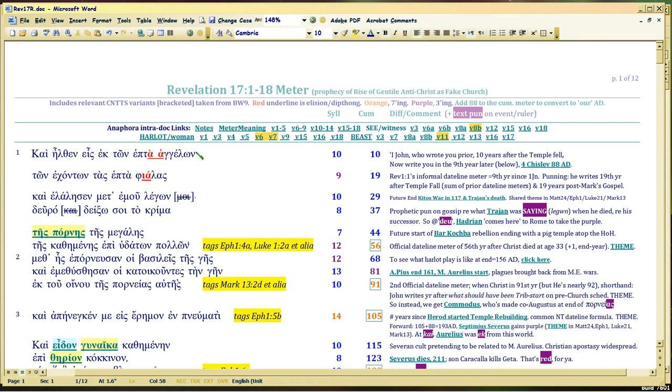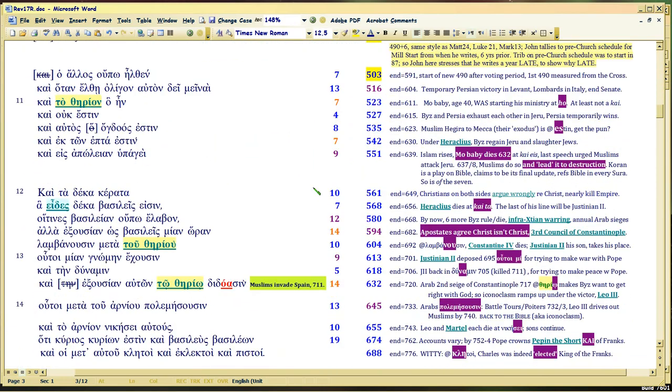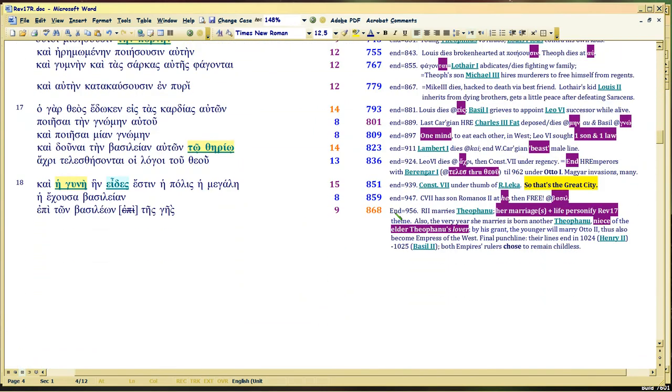Now, this is history of the future year by year. And technically speaking, this first word, Chi, is 88 AD. Okay, it's actually the end of 88 AD. And therefore the end of Revelation 17 is going to end up ending at 956 AD. Why? Inquiring minds want to know. Notice it's not 1,000. It's not some number that we would expect. Why is it ending there?